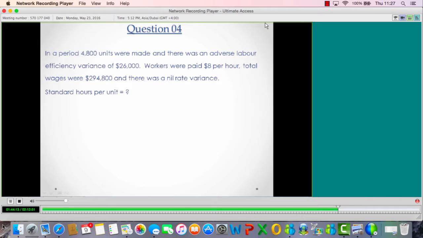My total adverse variance is 26,000, which is given in the question, and my standard labor rate is 8 pounds, because you remember we said earlier the actual labor rate and the standard labor rate are equal because there is nil rate variance. So my standard labor rate also would be 8 pounds per hour, right? Clear, guys? Yeah. Okay. So that would give me a labor efficiency variance in hours of 3,250. That is adverse.